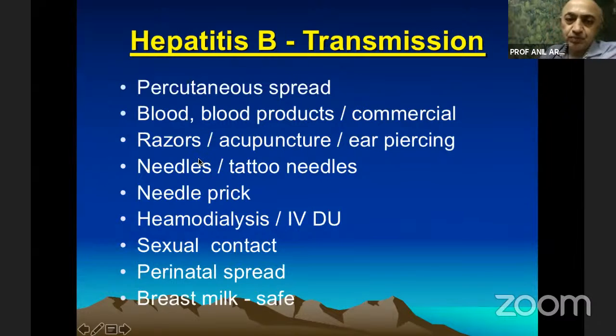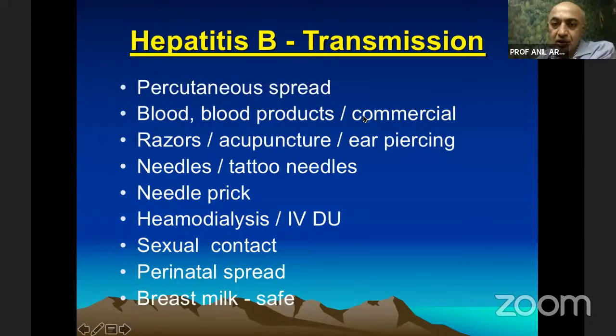How does hepatitis B spread? Unlike hepatitis A and E, where the only source is contaminated stool, which is infecting the water and the eatables, in hepatitis B you have plenty of explanations for the spread of the disease. It has to be a percutaneous spread. That means the blood or secretions of an infected individual have to come in contact with either the mucous membrane or they have to pierce the defenses of the body to produce infection.